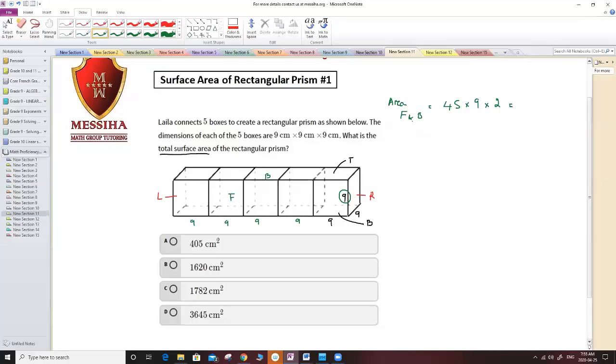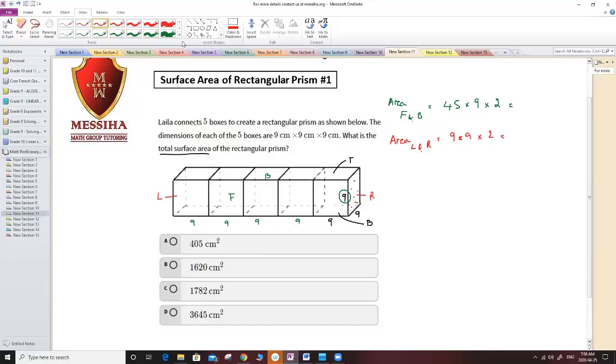I'm going to do it in red to make it more clear for you. So in red, we said left and right. So area of left and right equals, you see here, it's 9 by 9. This face is 9 by 9. So I can say 9 by 9, but don't forget times 2 because I'm calculating left and right.